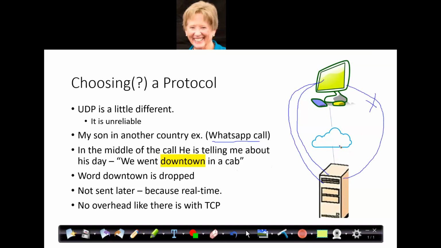If it was TCP, he'd have to say we, and then give it a moment to make sure I heard it, then went, give it a moment, make sure I heard it. So we're sending and acknowledging, sending and acknowledging. With UDP, it's not sent later. With TCP, it'll keep sending, like when we want an answer: did I really make this deposit? But with UDP, it's real time. So there's no overhead. It's faster. So that's kind of an example of UDP, if that makes sense.